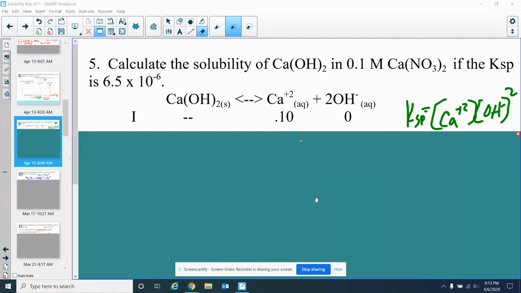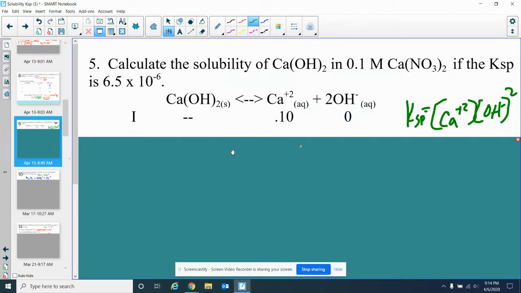For this first problem, calculate the solubility of Ca(OH)2 in 0.1 molar calcium nitrate, and then the KSP is given. On our problems before, since it was in water, we said that the initial concentrations were 0. But now if this is in 0.1 molar calcium nitrate, then the original concentration of calcium will be 0.1. And the initial concentration of OH minus would actually be 1 times 10 to the minus 7th. But because the calcium concentration is so much higher, we're going to ignore that and just call it 0 for right now.